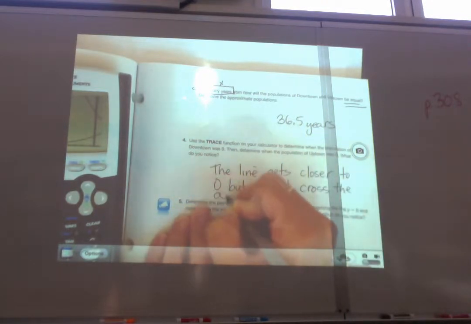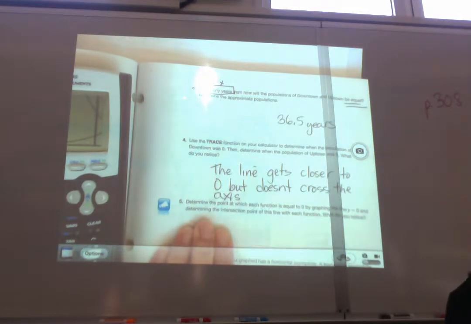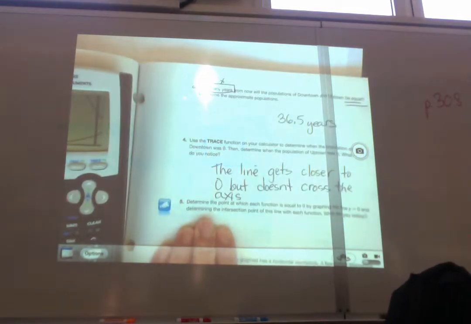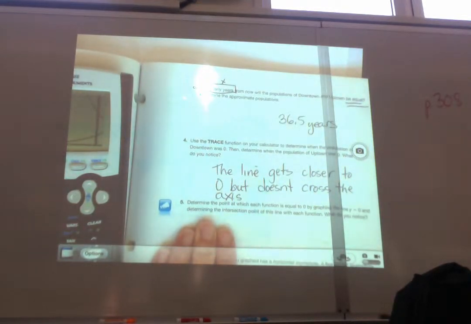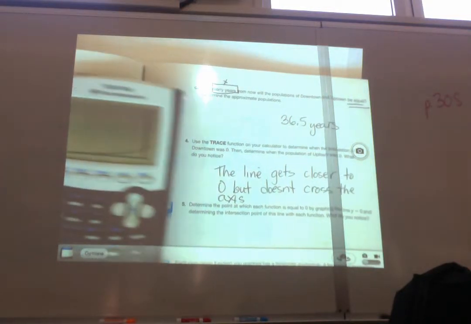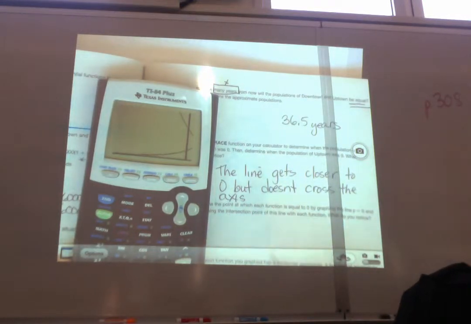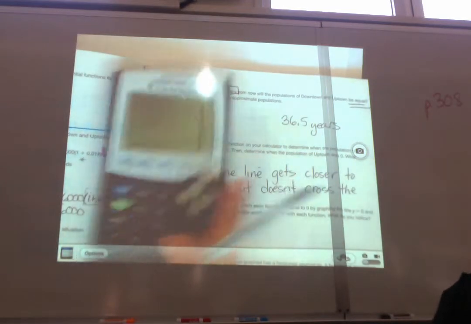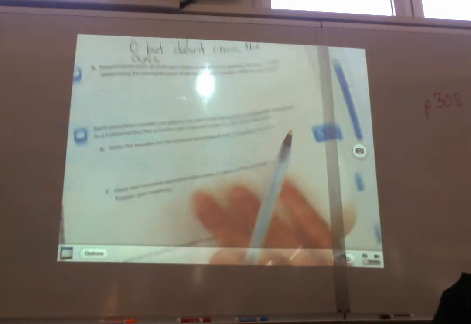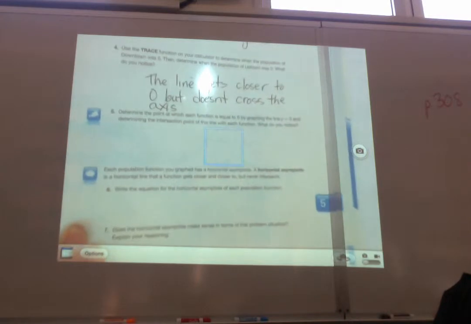the axis. Okay, there is a feature of exponential graphs where they do have this spot where it slows down how much they're going down. Here we go. The line gets closer and closer but doesn't touch the axis. Oh, I think maybe they need it up higher. You guys probably needed it up higher also.